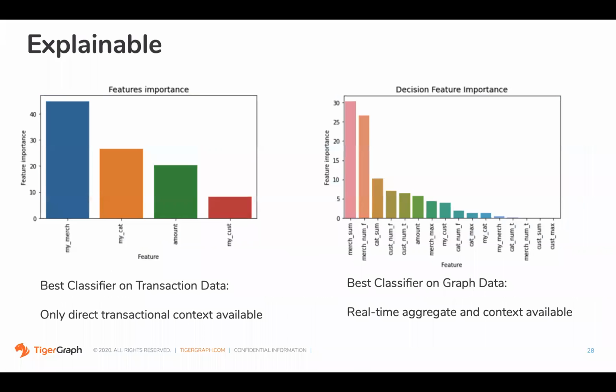And the results are also explainable. So you can see, using real-time aggregates and graph context, there is a more detailed picture of what really influences fraud detections. And then you can see some of these newly generated features have a lot more importance than the traditional, legacy ones coming from transaction data only.